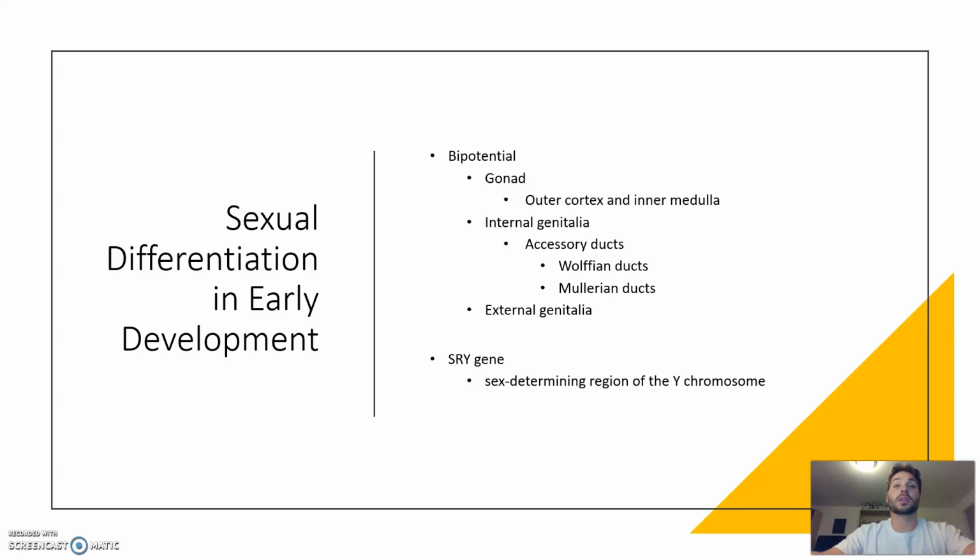There is the SRY gene. This is the sex-determining region of the Y chromosome. With the presence of this gene, the gonads develop into testes, and without this gene, the gonads develop into ovaries, along with help from female-specific genes as well.